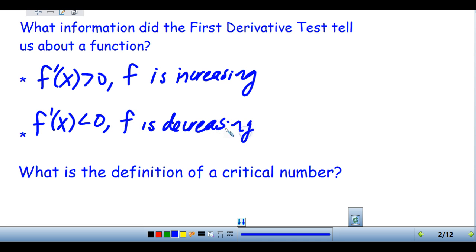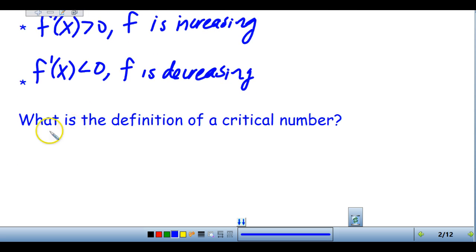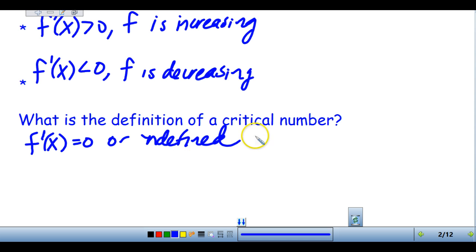A new piece of vocabulary that we learned with the first derivative test was critical number. A critical number is a place where the first derivative is equal to 0 or undefined. And why these were important to us was that these were the candidates for relative extrema.